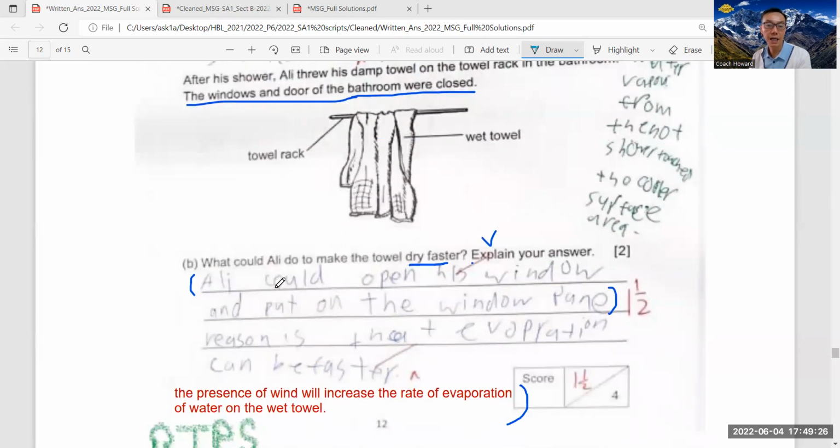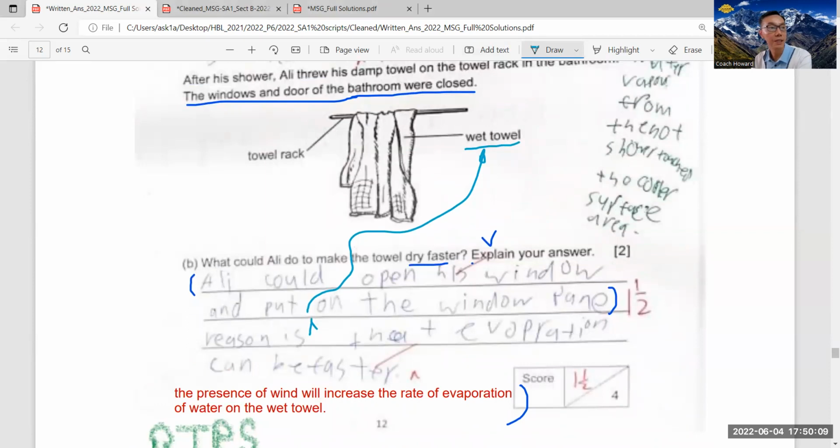So the answer is Ali could open his window and put the wet towel. You left out this word. Put the wet towel. So end this one and put the wet towel. Okay. Ali could open his window and put the wet towel on the window plane. Okay, and on the window plane that you close bracket. The reason is the presence of wind will increase the rate of evaporation of water on the wet towel. So that's a full answer, this part.